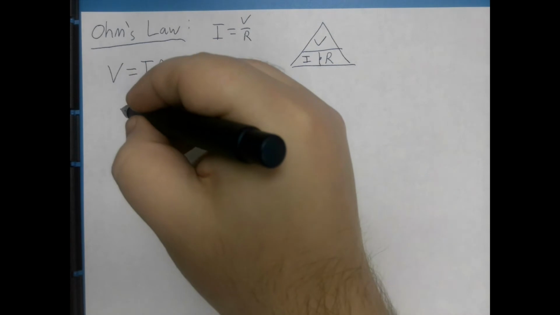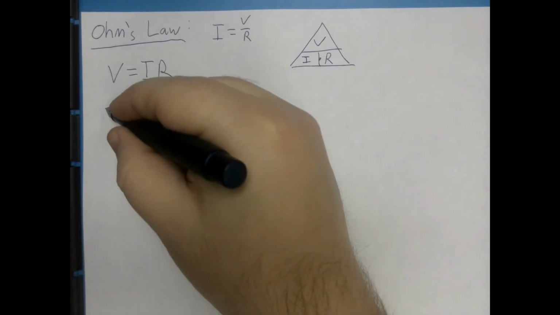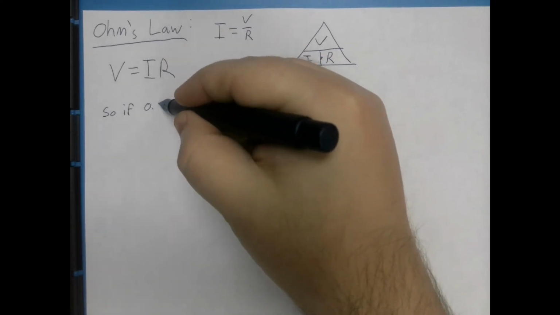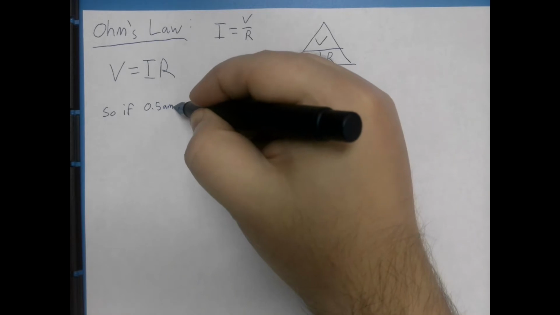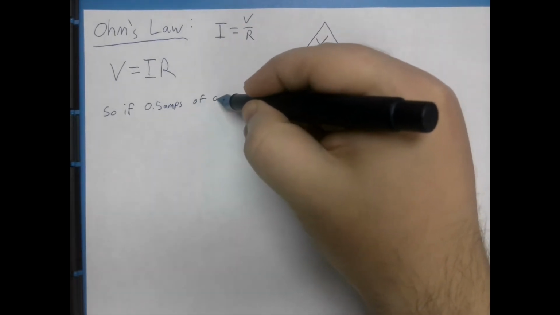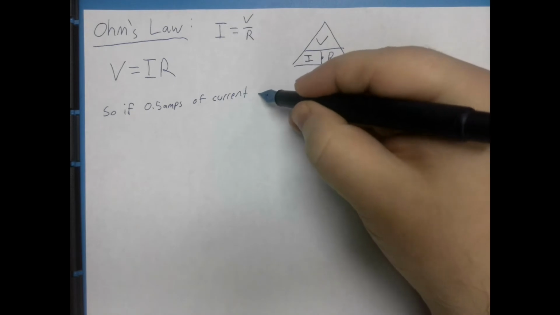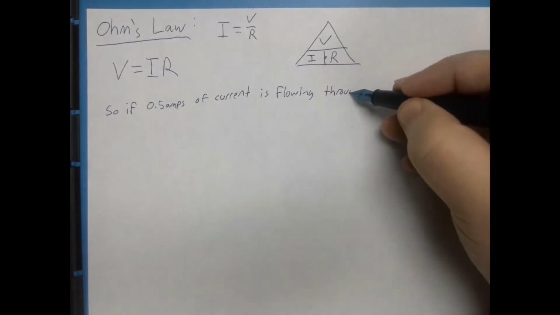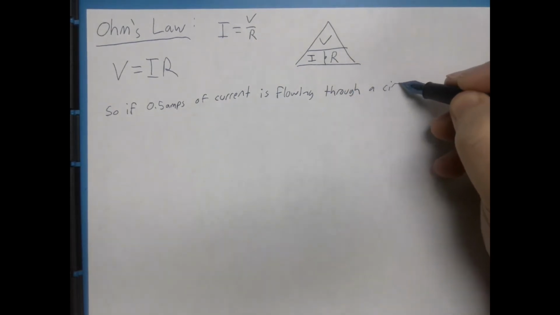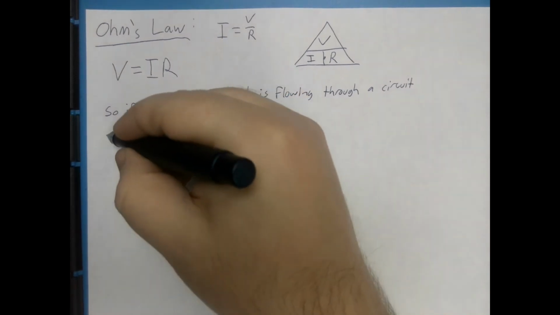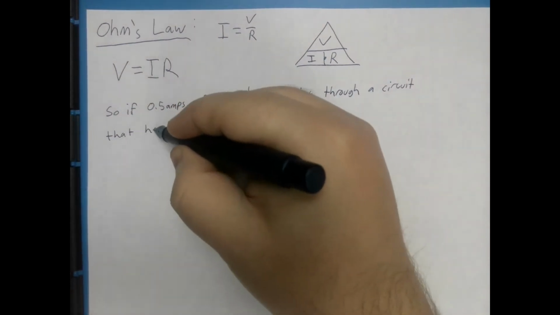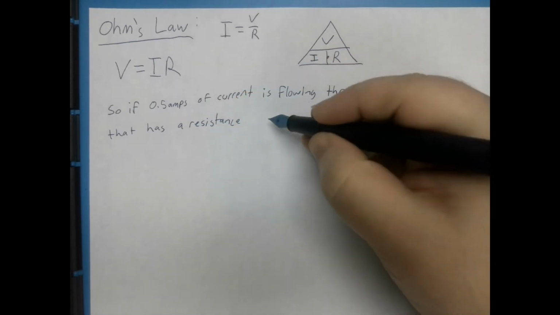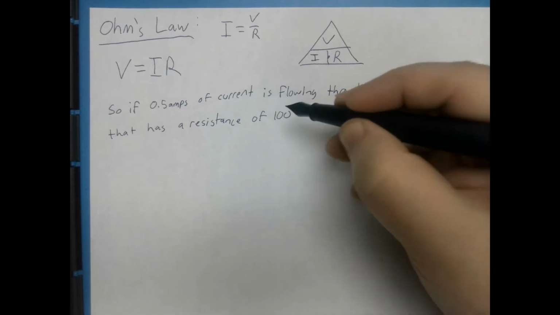So let's do a few examples. So if 0.5 amps of current is flowing through a circuit that has a resistance of 100 ohms.